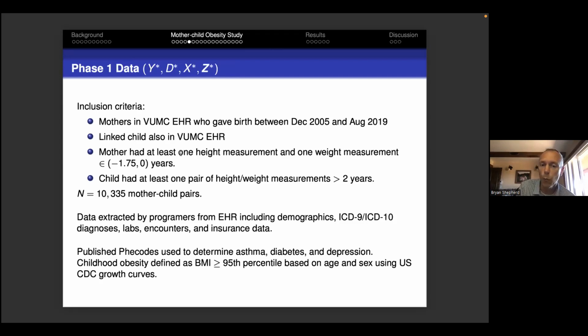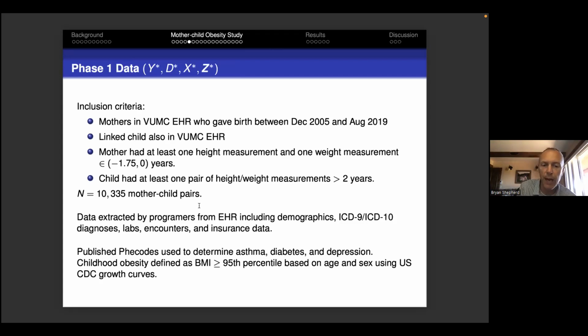The mother had to have at least one height measurement and one weight measurement within a year and 3 quarters prior to the date of giving birth. So time 0 is the date of birth. The child had to have at least one pair of weight and height measurements after 2 years. We define childhood obesity as happening after 2 years. So from this inclusion criteria, we had 10,335 mother-child pairs.